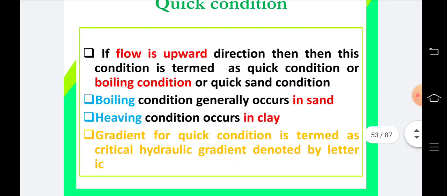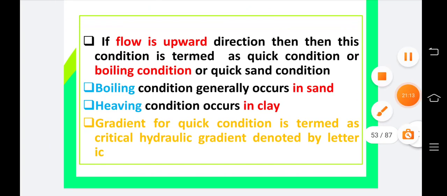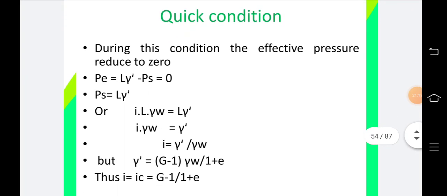Okay, so the next point, which we will discuss later, is the quicksand condition.